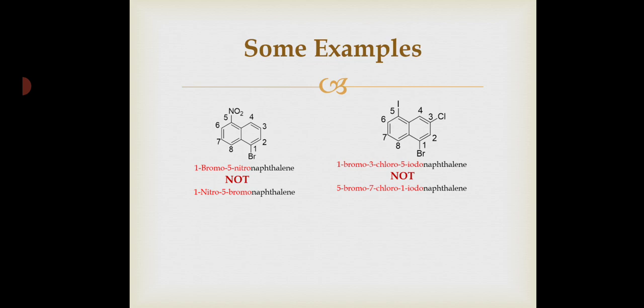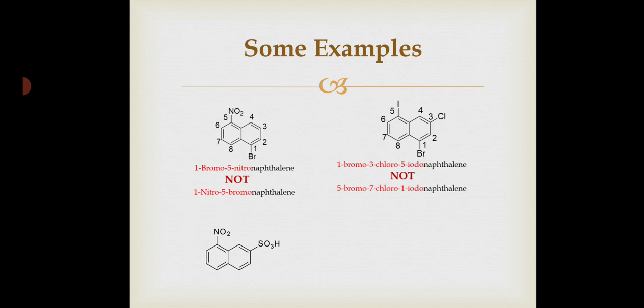All these names come in the prefix. And while writing the name, we have to follow alphabetical order. So obviously the name of this compound is 1-bromo-3-chloro-5-iodonaphthalene. What is the name of this compound? It is again a naphthalene ring having a nitro group and a sulfonic acid group.